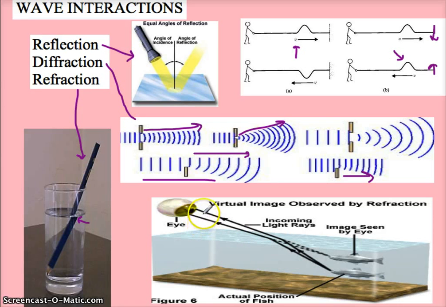I happen to fish a lot, and I happen to run across this. What you see when you see a fish in the water, you see it in a place where it really isn't. Here, as you look into the water, you see this fish. This is the image seen by the eye. It's actually a little higher up in the water column than where the fish actually is. What's happening here, you have two different mediums. The light rays are going from the water to the air.